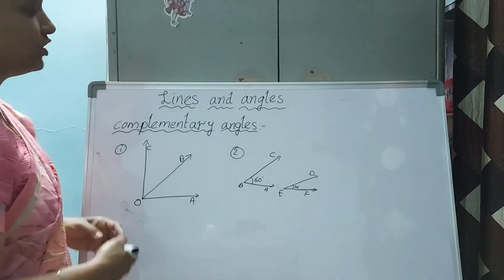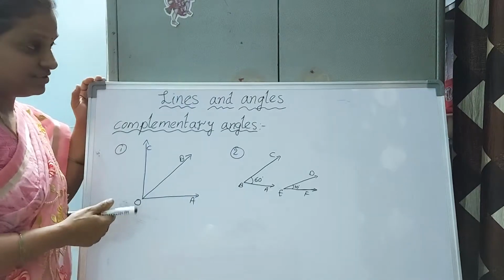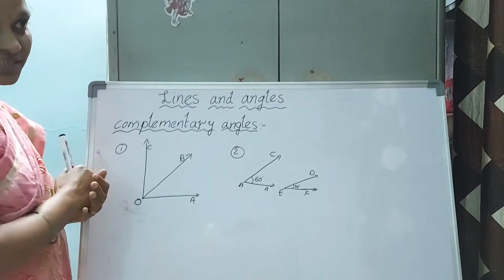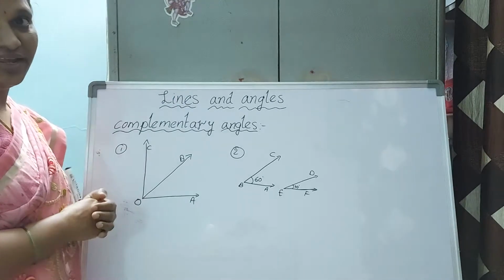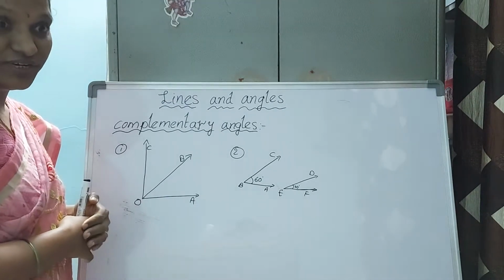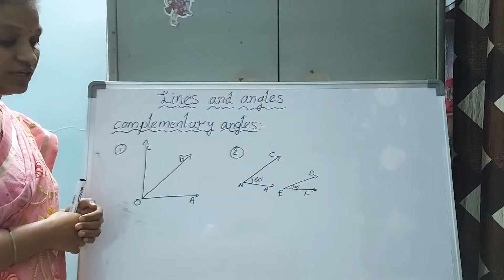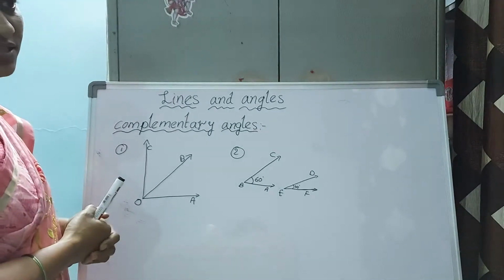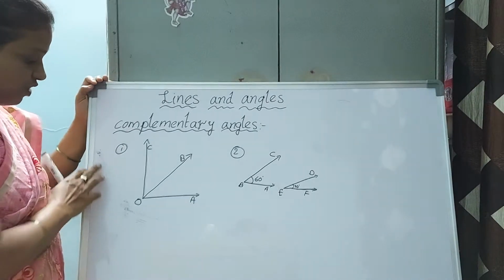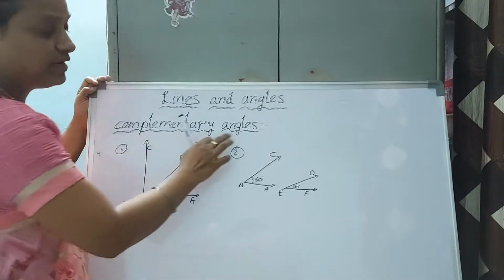Okay, we'll see the topic: lines and angles, part 2. In lines and angles, we already discussed point, line segment, ray, line, intersecting lines, and concurrent lines. We discussed up to that. Now we are discussing what complementary angles are.